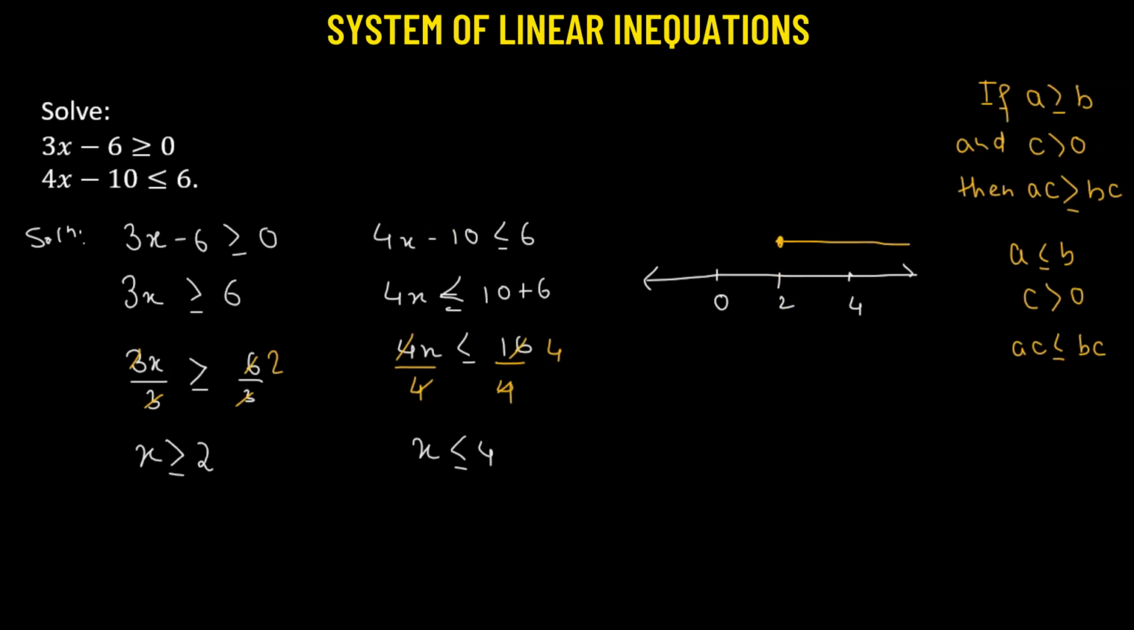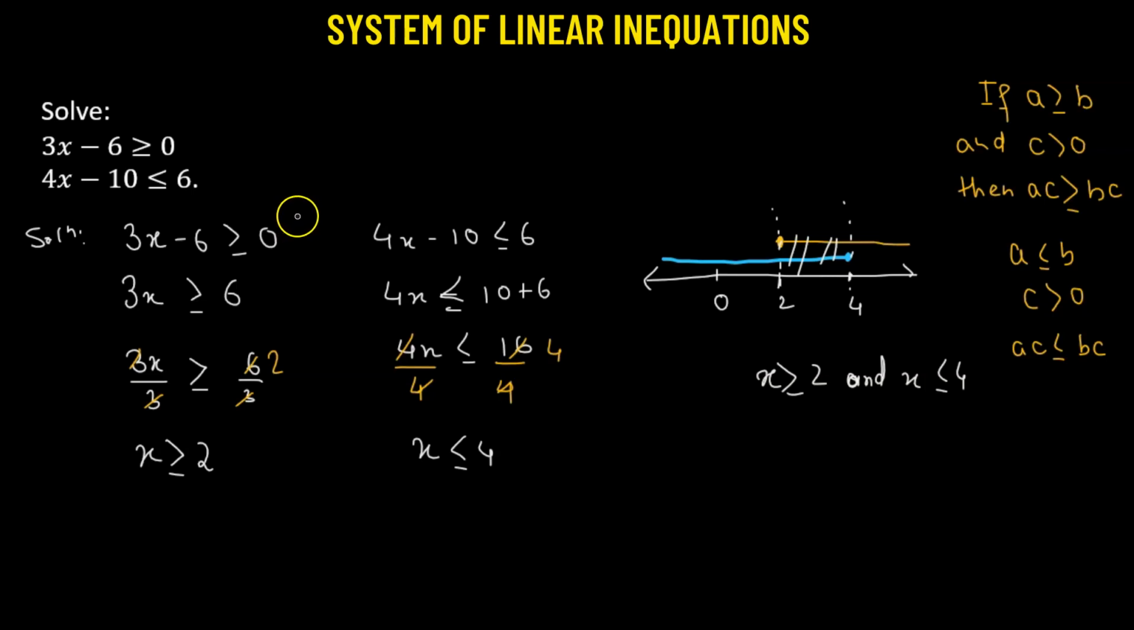And the second inequality gives us x less than or equal to 4. So that means we'll have to consider all the values of x which are less than 4, lying to the left of x equals 4, including 4, because we have a less than or equal to sign. Now the common solution will be this particular region, which is between 2 and 4. So here we have a common region. That means our solution will be x is greater than or equal to 2 and x is less than or equal to 4. So this is the combined solution.